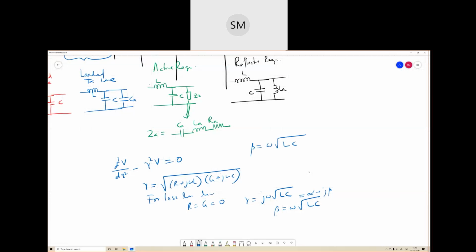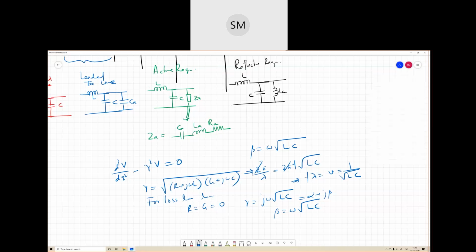What will be the wave velocity? Beta is 2 pi by lambda, which is 2 pi f square root of LC. 2 pi gets cancelled, so f lambda, that is v, is 1 by square root of LC. Remember we had this in the transmission line.